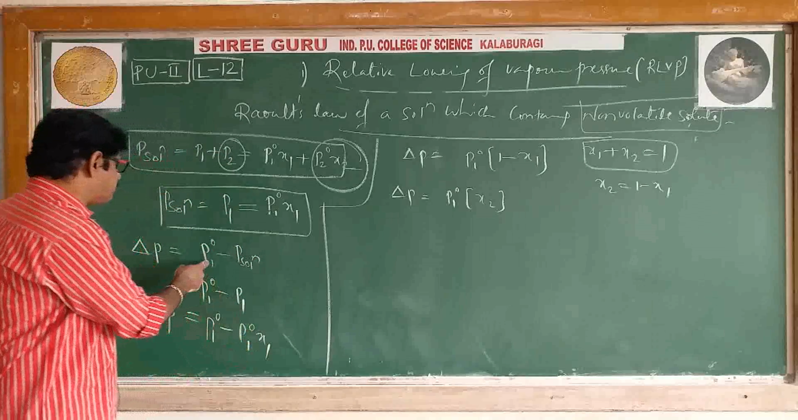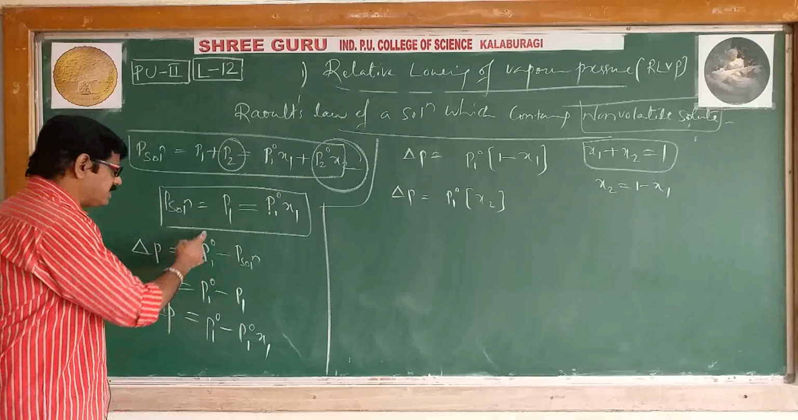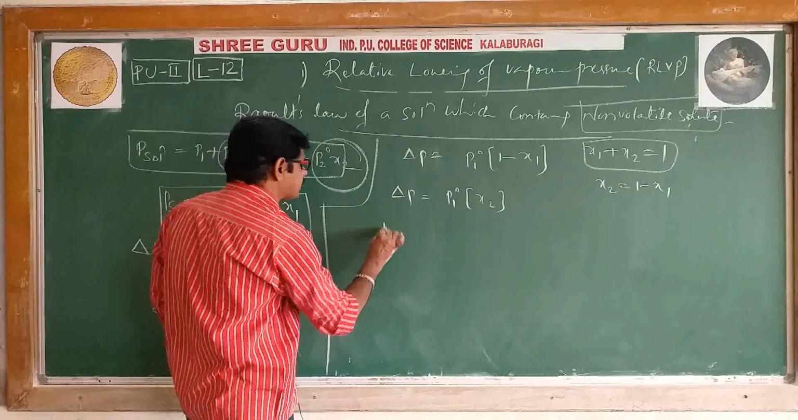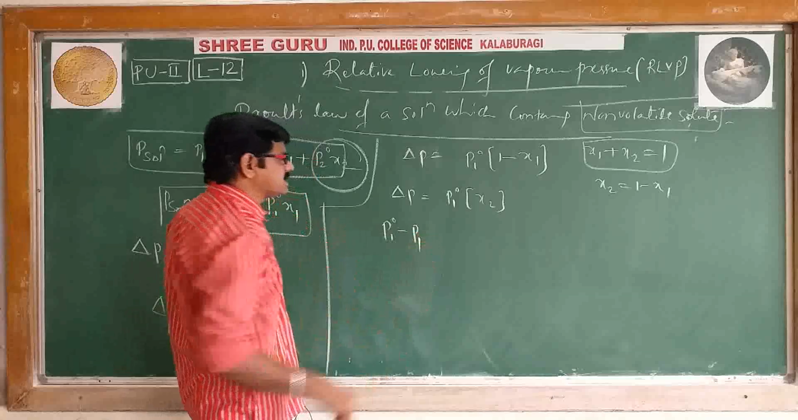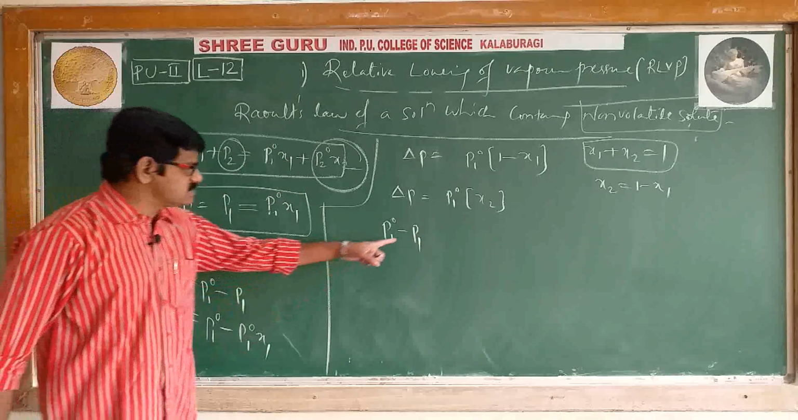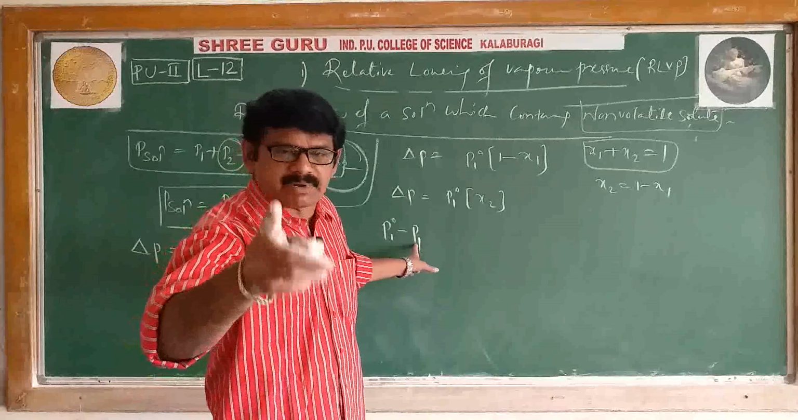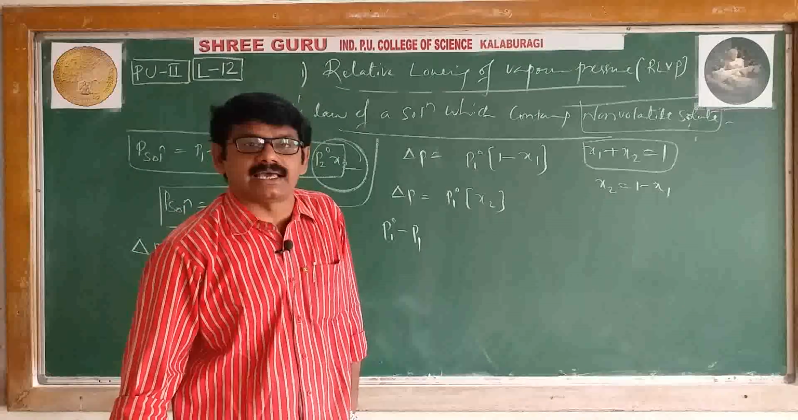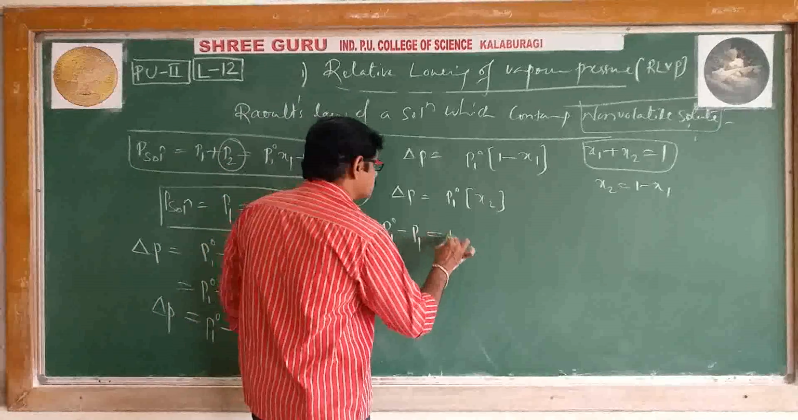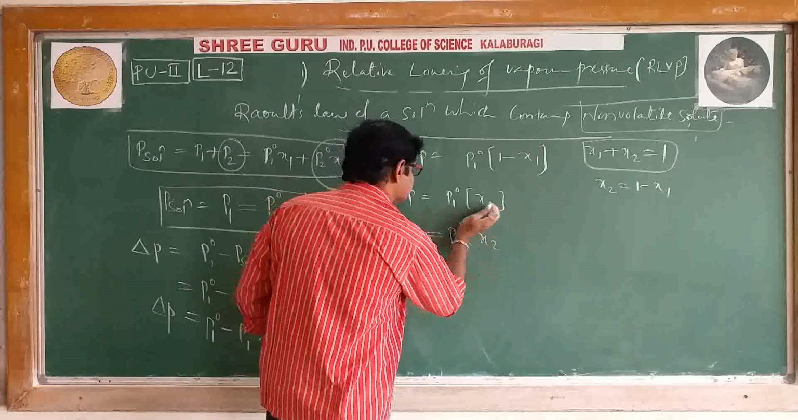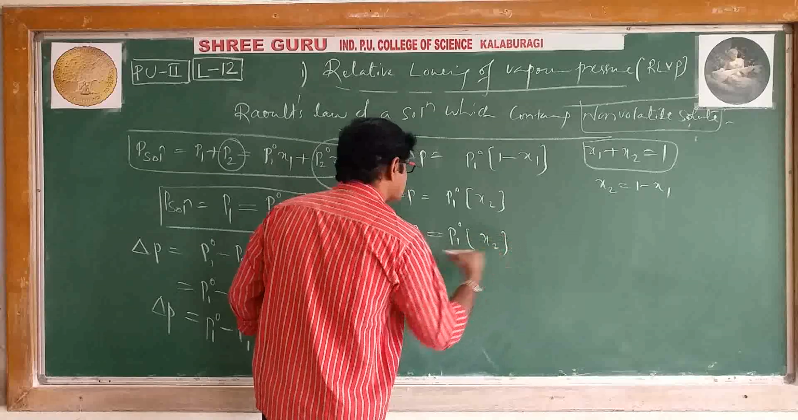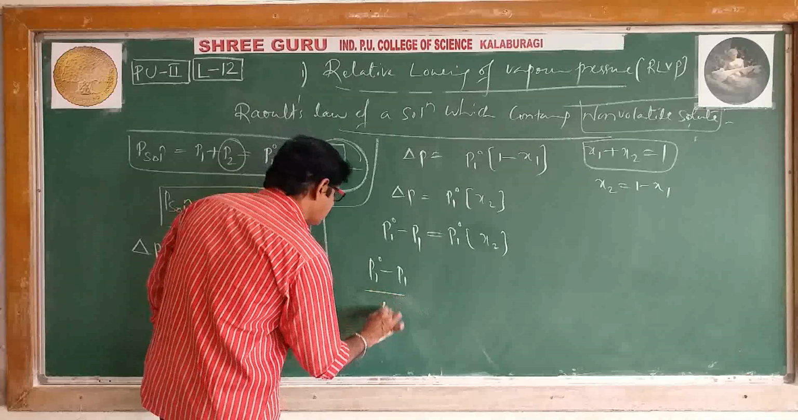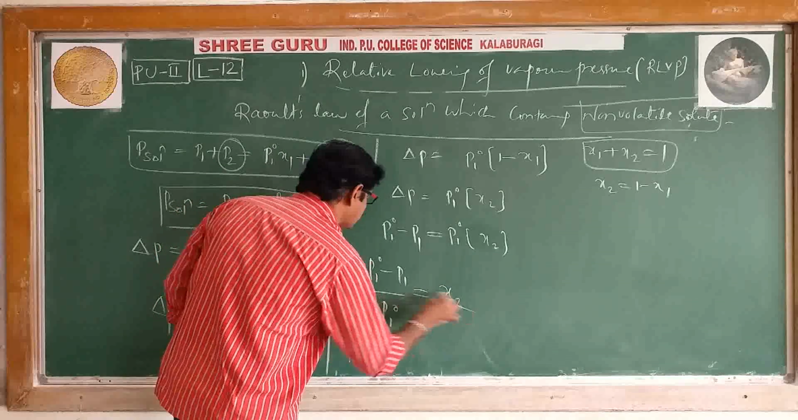Once again, what is delta P? P1 naught minus P solution. P solution is nothing but P1. Therefore, instead of delta P, I will write P1 naught minus P1. What is meant by P1? P1 is nothing but the partial pressure of the solution which contains a non-volatile solute, is equals to P1 naught x2, of course. Now P1 naught I'll bring to the LHS. P1 naught minus P1 by P1 naught is equals to x2.